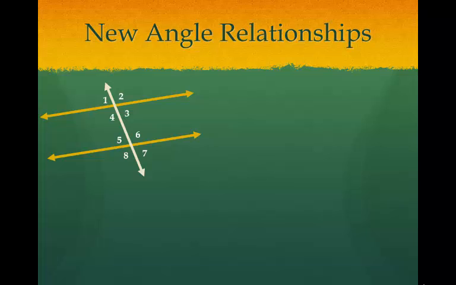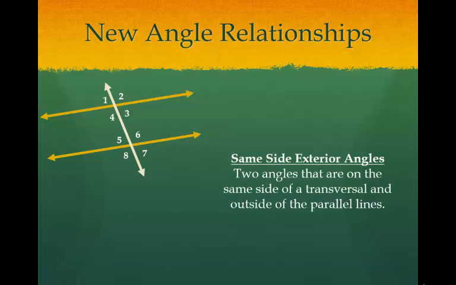An example of this would be angles 1 and 8. Notice that both of these angles are on the left side, the same side of the transversal, and both are exterior, or outside, of the parallel lines. Because of this, we simply call them same side exterior angles, because they are on the same side of the transversal and outside the parallel lines. Let's see what we can determine about these angles.